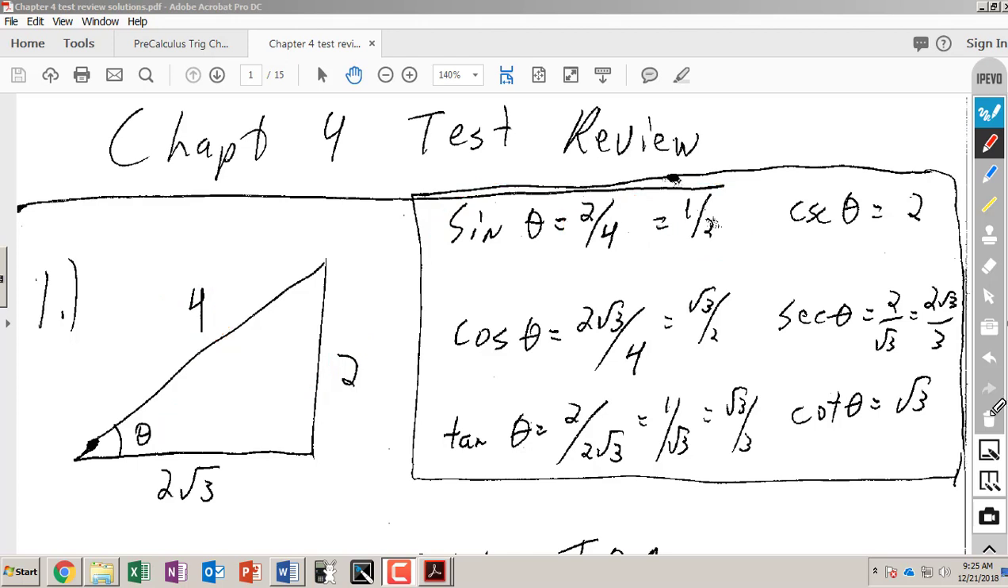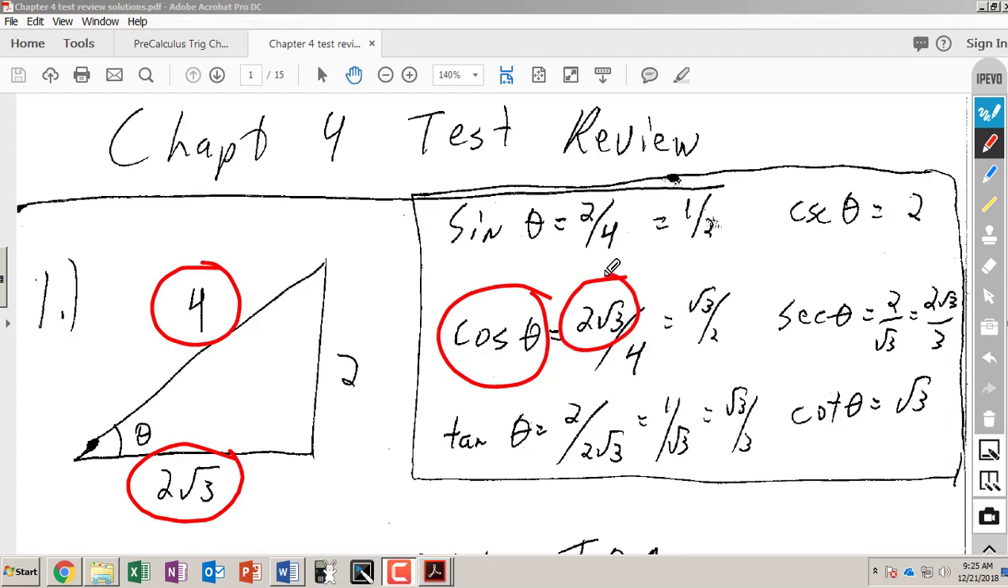Now working with my cosine, I know my cosine, according to my acronym, is my adjacent all over my hypotenuse. So here's my adjacent, 2 square root of 3. Here's my hypotenuse, all over 4. And you'll notice the 2 and the 4 are going to cancel out, and that reduces down to 1 and 2. So that will reduce down to the square root of 3 over 2.